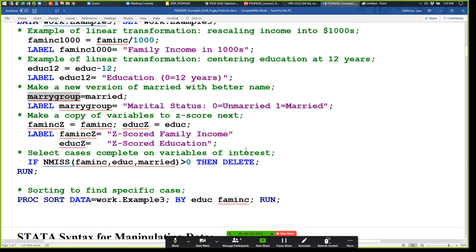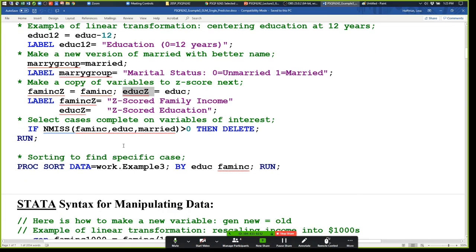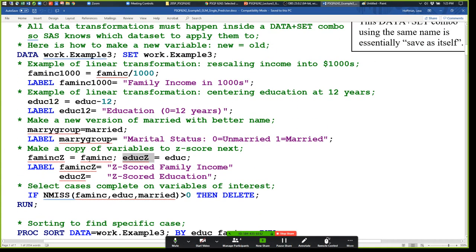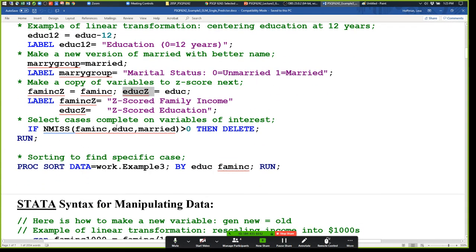Last but not least, I wanted to show you how things turn out when they are z-scored instead, which is a standardized version of the model. So I am making a copy of the family income variable, putting a z on it, the education variable, putting a z on it, to then use it to make z-score versions later on. I don't think that syntax got put in here, unfortunately. I'll have to fix that. It's in the one online, though.